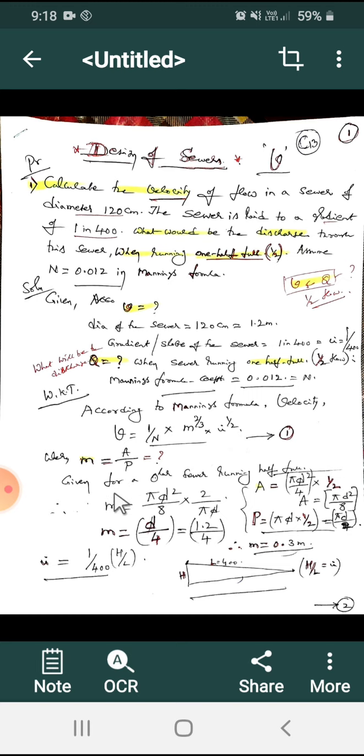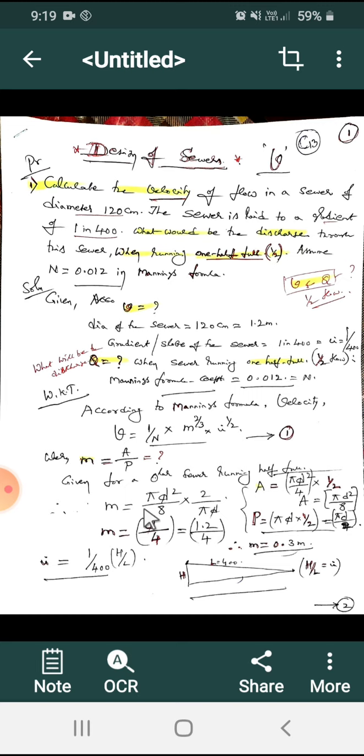Now, given for a circular sewer running half full, the condition is half full, which means half of the pipeline is carrying sewage. That is running half full. Discharge is only half. You should not consider full. That is why half means you have to multiply with half for all the things. I will tell you one by one.